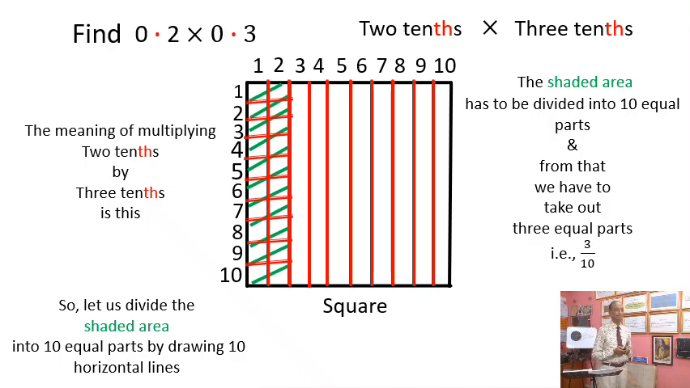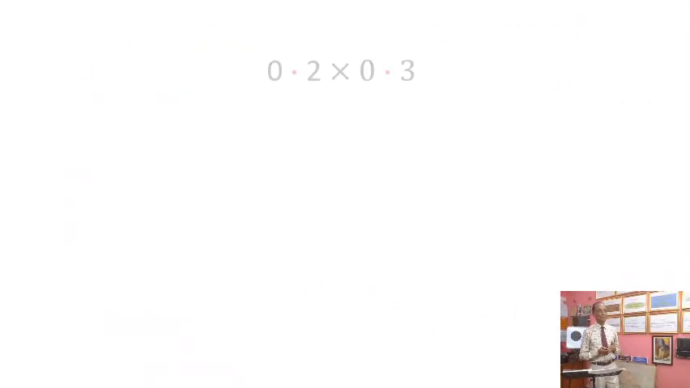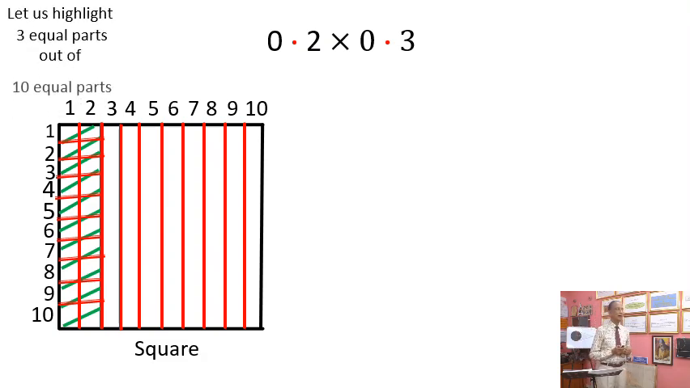So now, can you count the 3 equal parts in the figure? Yes. So let us highlight those 3 equal parts out of the 10 equal parts like this. Let us draw an outline in a dotted line, and you are able to see in the figure. So this is the 3 equal parts out of 10 equal parts. And inside this, there are small squares. Do you know what it represents?